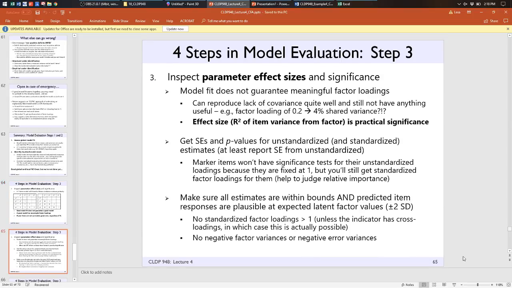So effect size in this context is standardized factor loadings. Those are the correlation of each item with the factor. You want those reasonably high. Those standardized factor loadings squared become R square.